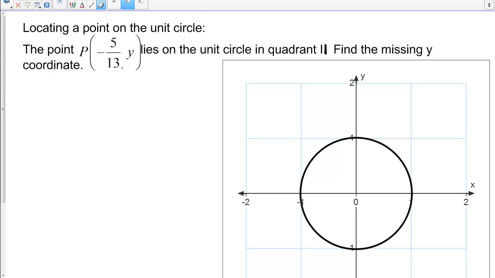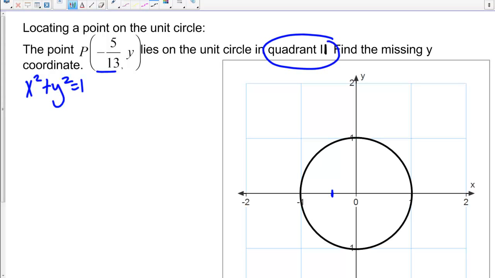All right, so we know that this needs to satisfy our equation, x squared plus y squared equals 1. When we plot this point, negative 5/13, it's about here. We want to be in quadrant 2. Quadrant 2 is up here. So we go up. And this is our point that we're looking for. Right there.